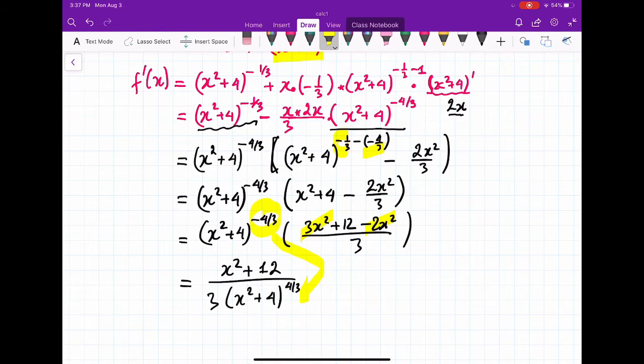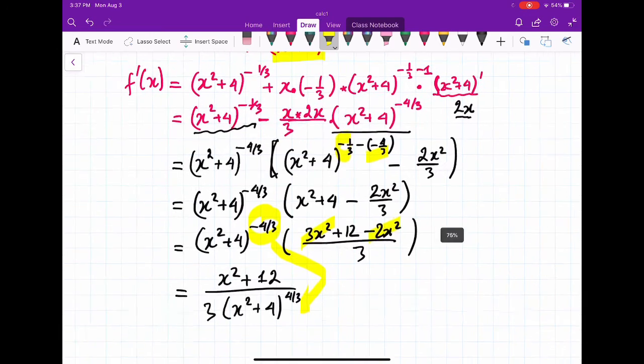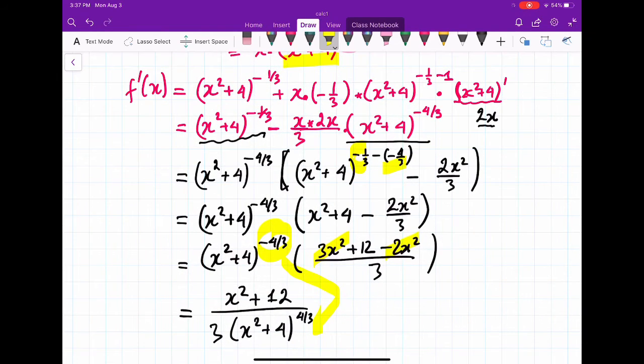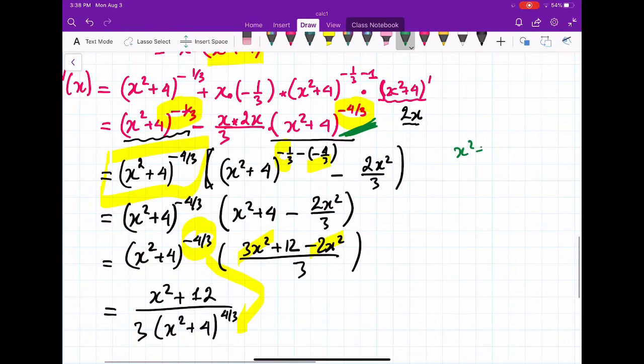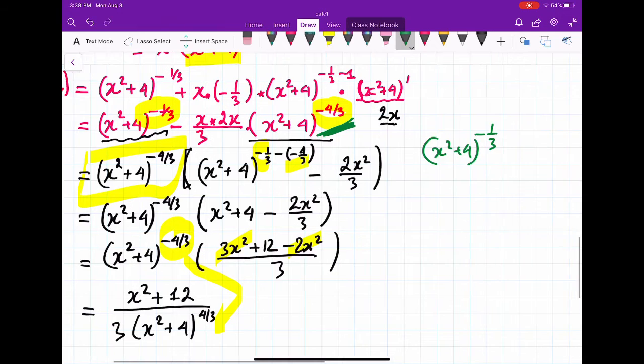So in this problem, right, we choose this factor. You see, x squared plus 4 to the negative 4/3. We don't choose this one. We choose the smaller one. Is that correct? Because if we choose negative 1/3, then in this term you still have something like negative 1. Does that make sense? You see, if you bring x squared plus 4 to the negative 1/3 out, right?